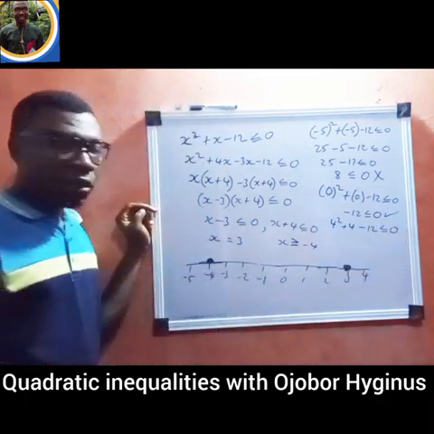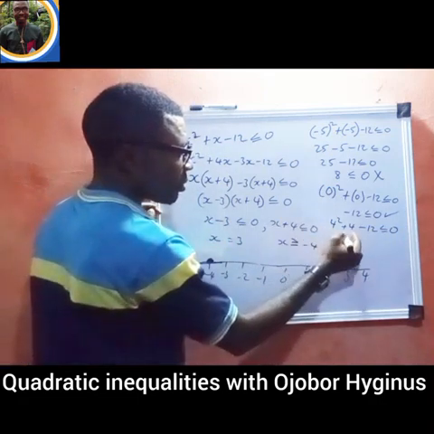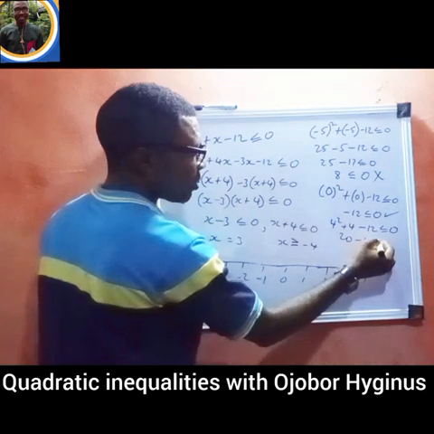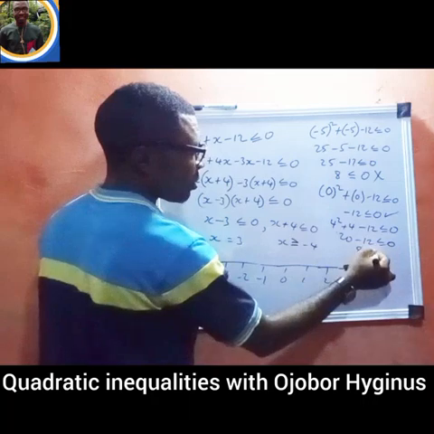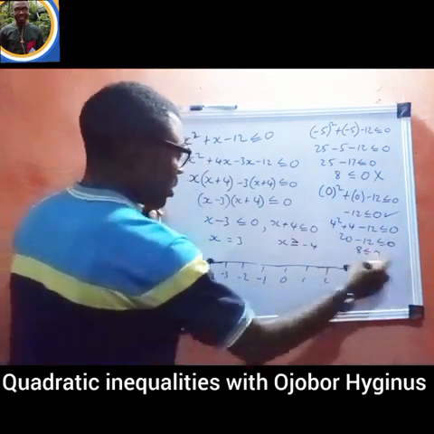It's less than or equal to 0. 4 squared is 16 plus 4, you have 20 minus 12 is less than or equal to 0. 20 minus 12, we have 8 is less than or equal to 0. And this is wrong, so this region is not satisfied.